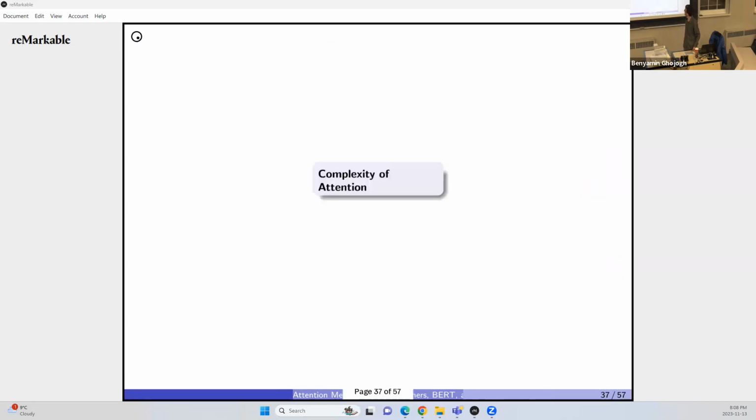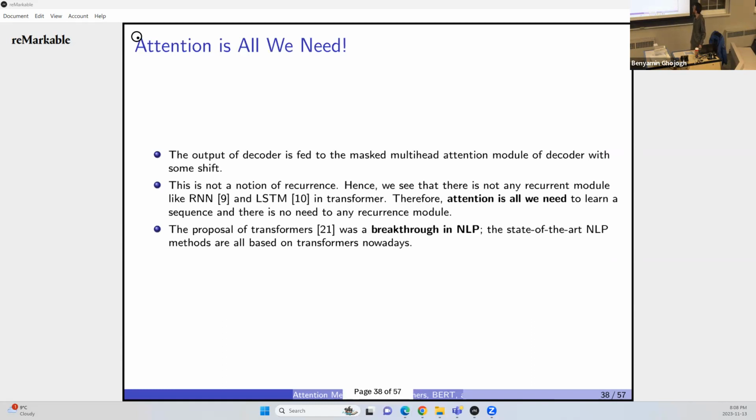Now let's talk about complexity of attention. First off, attention is all we need, as I said. The output of the decoder is fed to the masked multi-head attention module, do you remember? Of the decoder with some shift, right? And this is not a notion of recurrence. We see that there is not any recurrence module like a recurrent neural network or LSTM.